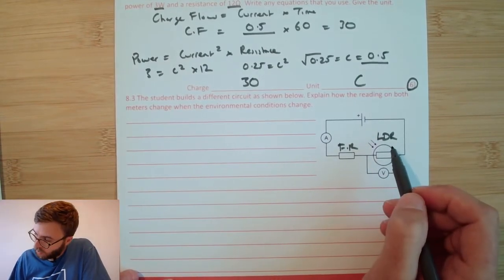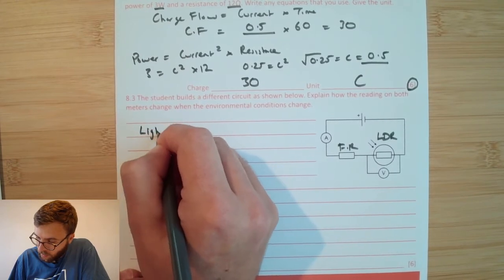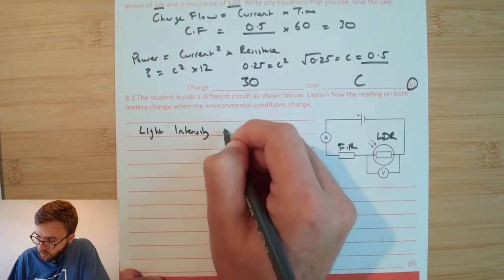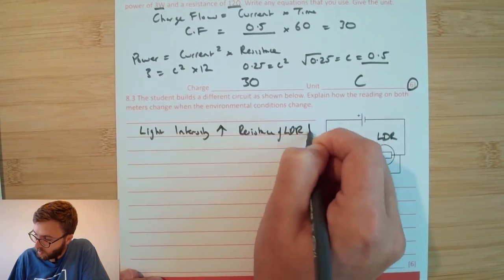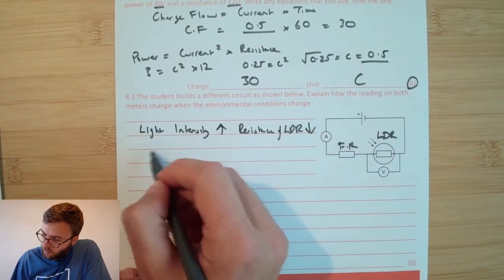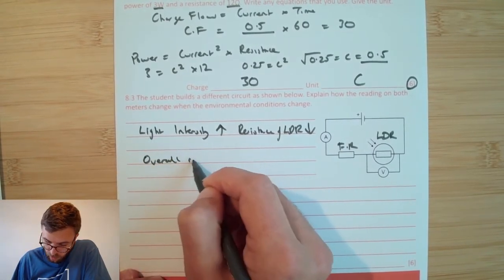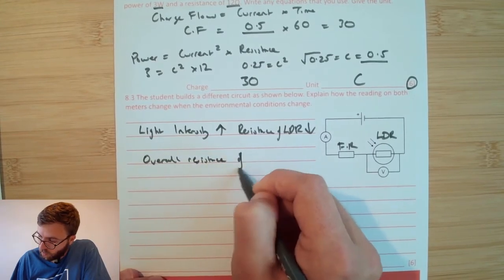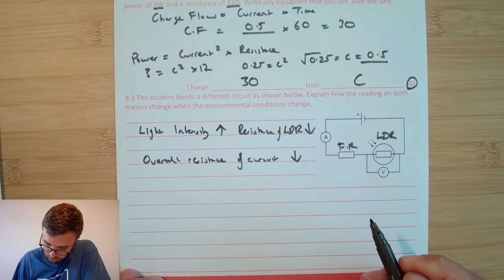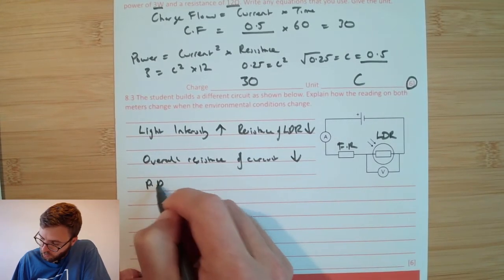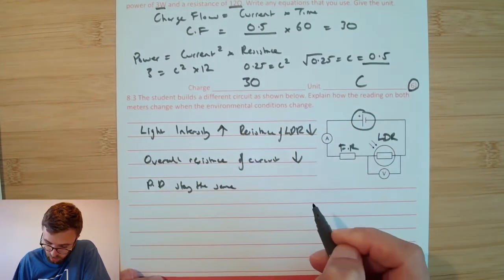So we're talking about an LDR, therefore we know it's all to do with light intensity. And we know that if the light intensity increases, then the resistance of the LDR will decrease. Therefore, because the resistance of the LDR is decreased, we know that the overall resistance of the circuit will also decrease. This is because the potential difference across the circuit will stay the same, as we're not changing the cell.